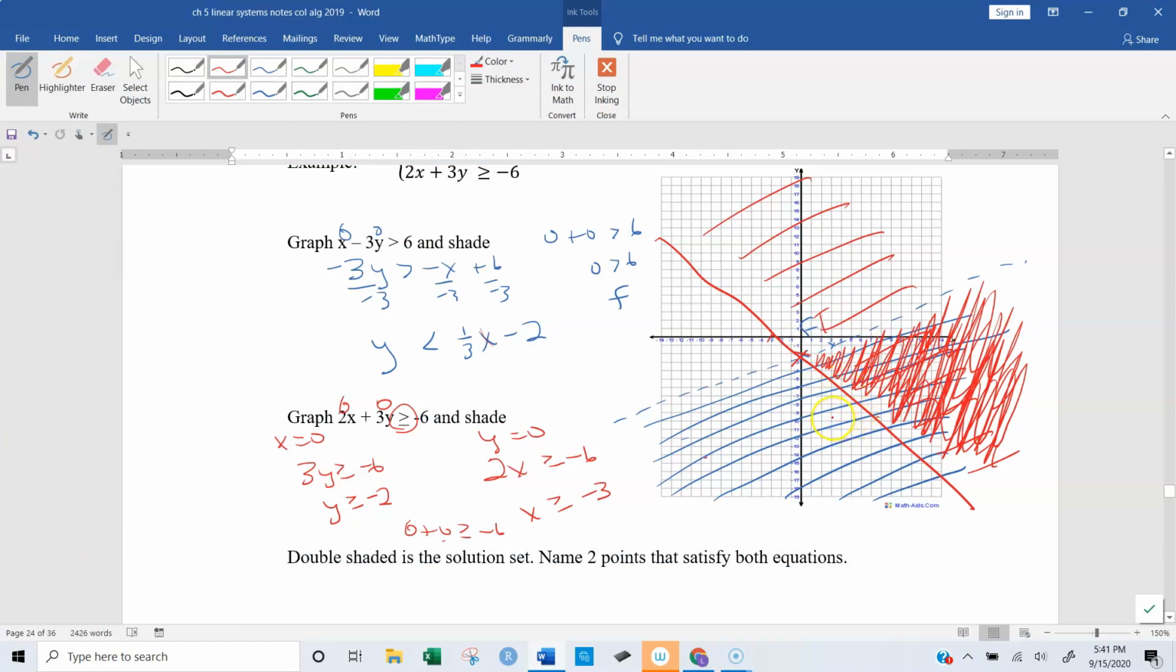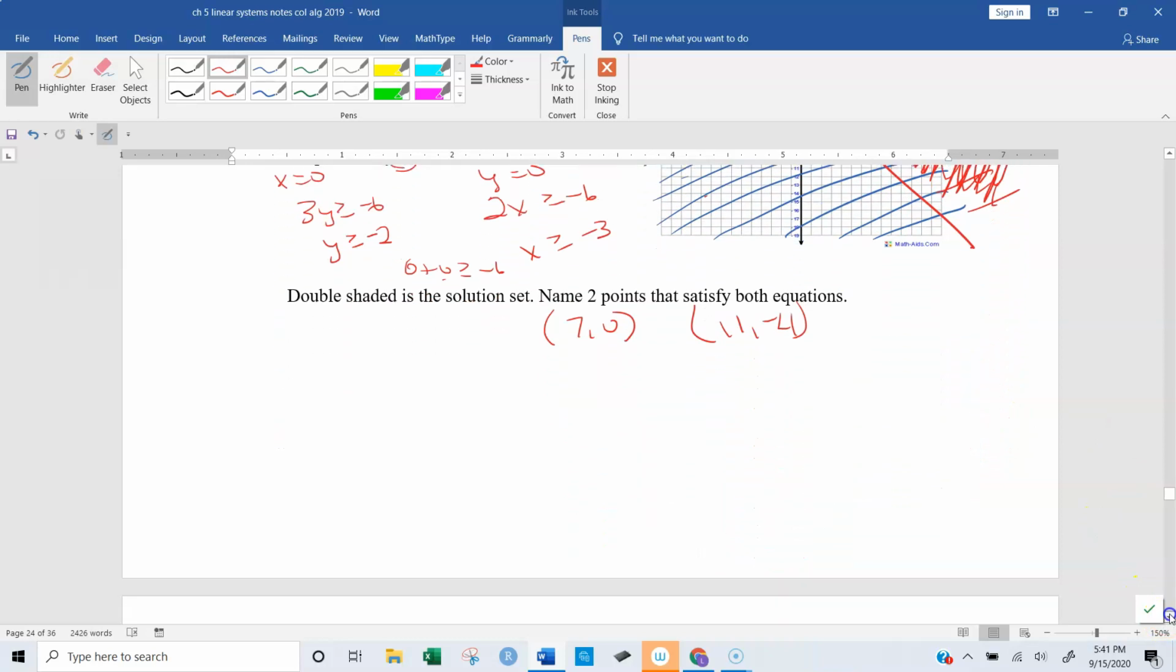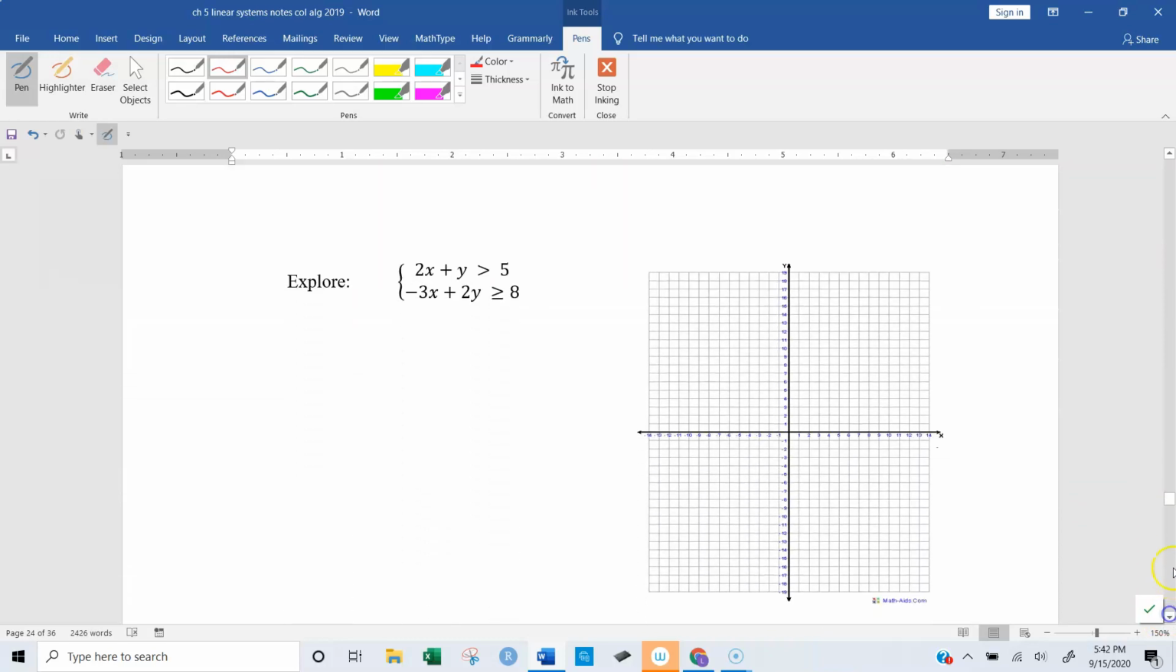All right, so when you go through here and you're looking at your solution set, we're looking at where they double intersect. So when we go here, anything in this area would work. So I could say 7, 0 is a point. I could say 11, -4 is a point. All of those work in my solution set. So you just got to create one and pick 2 inside of there. So any of those are acceptable. You would have different answers than me. All right, we're going to do 2x plus 5. So now it's your turn. So pause and try this.